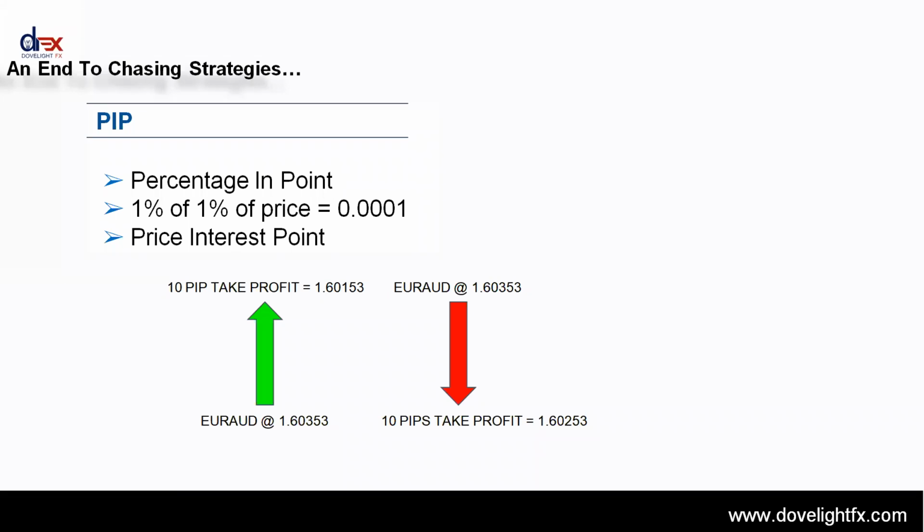A 1 pip move. I told you that a pip is going to be 1% of 1% of price, which is 0.0001. I told you the fourth decimal place is what we are interested in. The change will occur in the fourth decimal place. That's why you can see all these 0s, but 1 there. Okay. So it's actually what? Yes, Betty, you got that right.